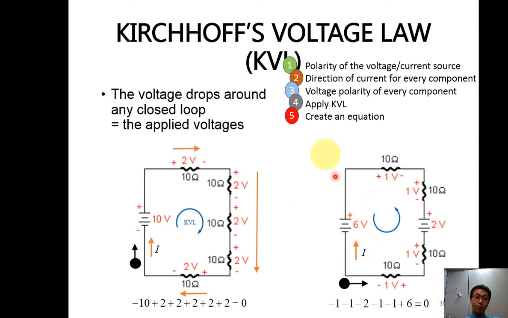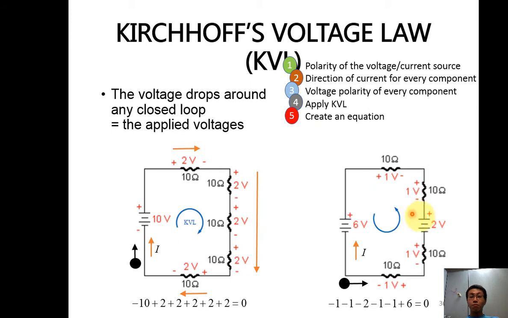Same for this example. I need to know the polarity of the voltage or current source. So this is here, positive, negative. Then I assume that the direction of the current is from this positive side out. So it goes out, and it will come to here. This will become my positive. Come to here, it becomes my positive.